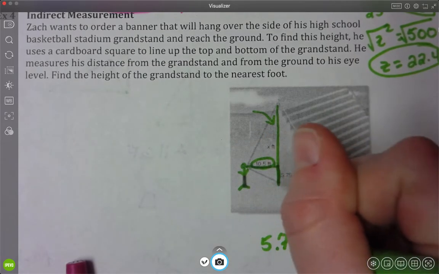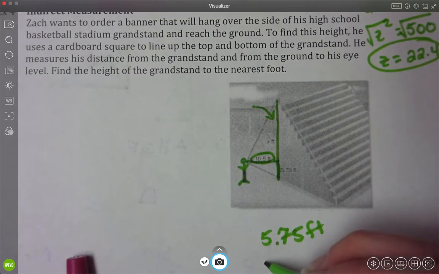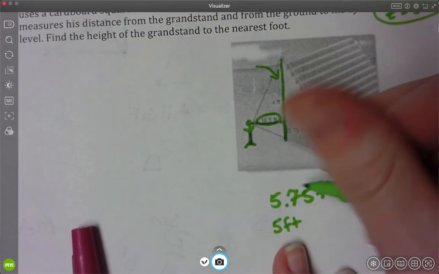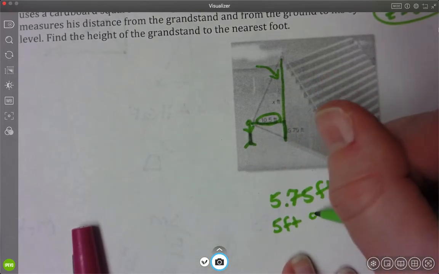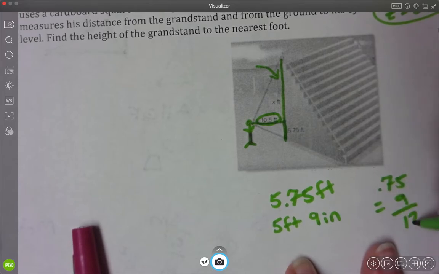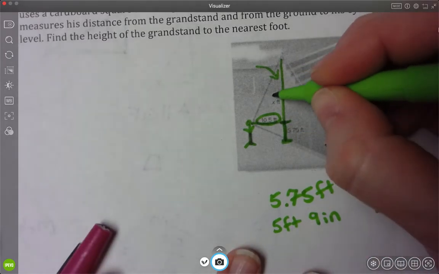Okay. Now, 5.75 feet tall, they might give that to you in feet and inches. 0.75 isn't 75 inches, right? 0.75 of a foot would be 5 foot 9 inches, because 0.75 is equivalent to 9 over 12. So just keep in mind that he is 5 foot 9 inches at eye level. He might be a little bit taller than that actually, but eye level is 5 foot 9 inches, or 5.75, from here to here, okay? And then we're trying to find what X is.